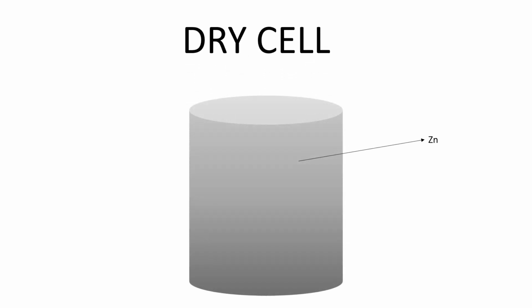For the formation of the dry cell, first we need a zinc container or a zinc beaker. In that container, we need a graphite rod. We all know that graphite is a good conductor, so it will help to conduct the electricity, or the electrons, within the cell.